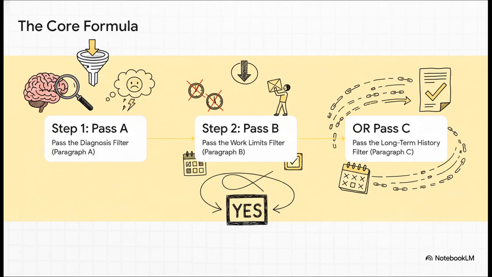You absolutely must pass that first filter, the diagnosis filter, which the SSA just calls paragraph A. Once you do that, you have a choice. You need to pass either the work limits filter, which is paragraph B, or you can pass the long-term history filter, which is paragraph C. Let's break down what each of those really means.